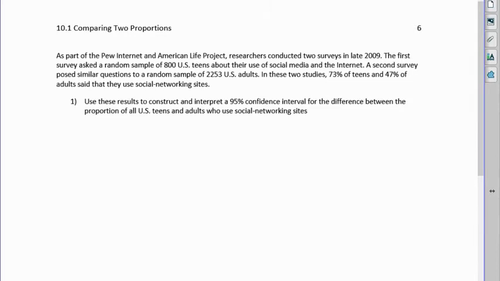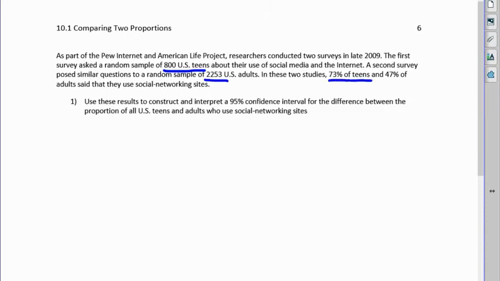And so now I'm just going to do some more examples, and then on page 7 we'll do a pooled situation. As part of the Pew Internet and American Life Project, researchers conducted 2 surveys in late 2009. The first survey asked a random sample of 800 U.S. teens about their use of social media and the internet. And the second survey posed similar questions to a random sample of 2,253 U.S. adults.